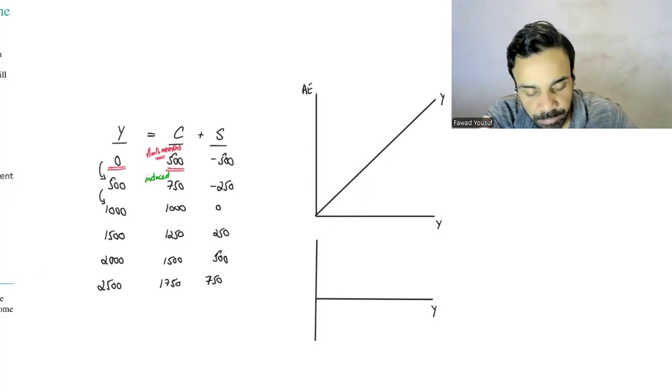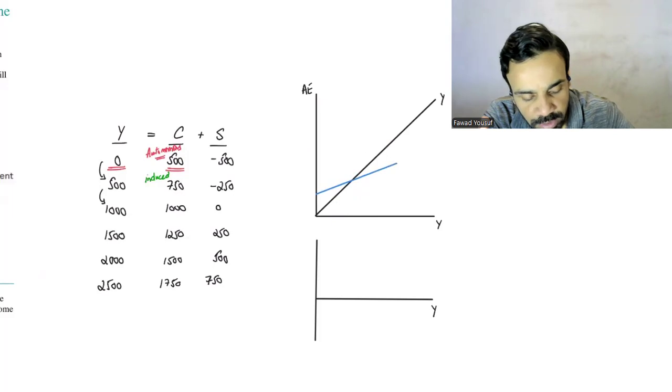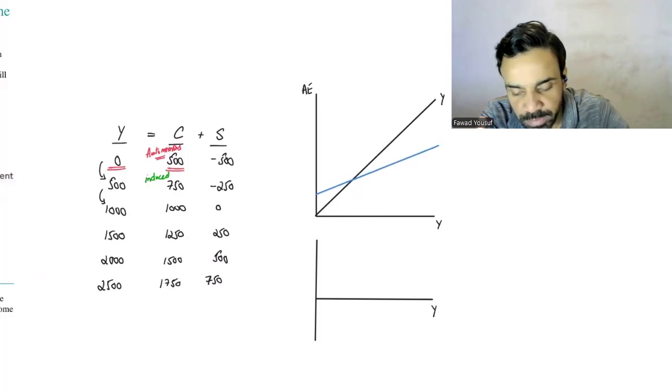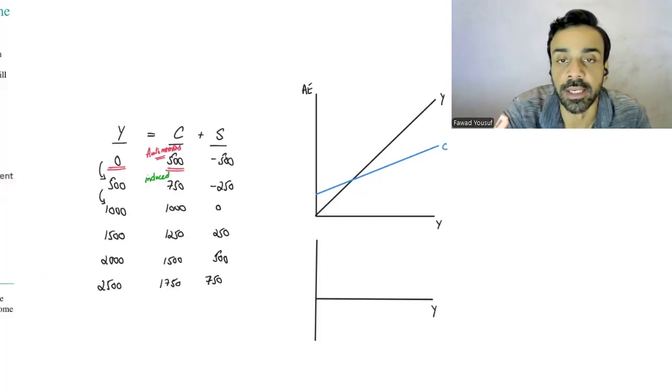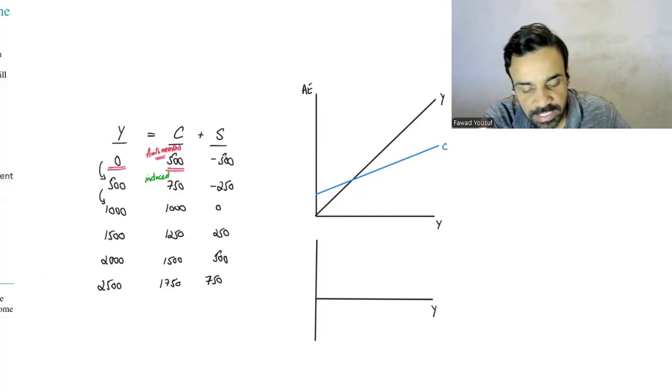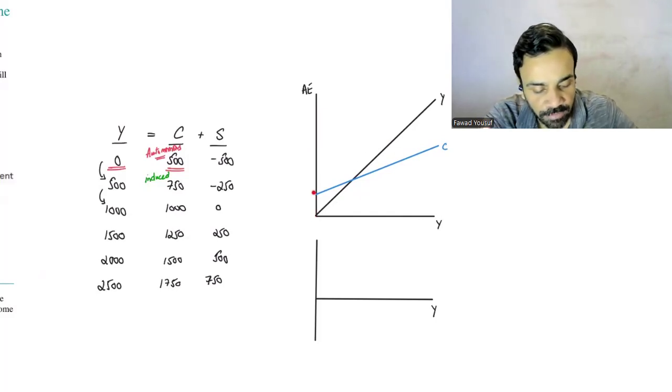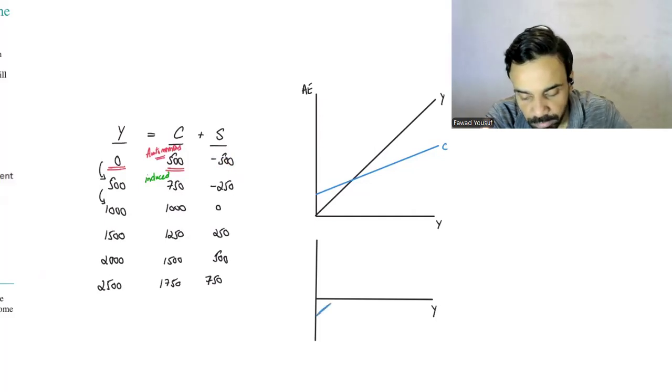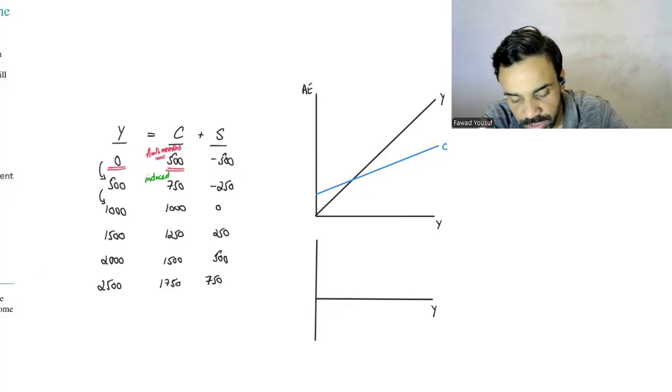But what did we see? That at zero income, we're spending 500, 750, 1000, 1250, and so on and so forth. And on that basis, this is how our consumption line sort of looks like. Okay? As far as the savings line goes, we can see at zero income consumption is 500, at zero income savings is negative 500. So it starts off from the negative side, right?